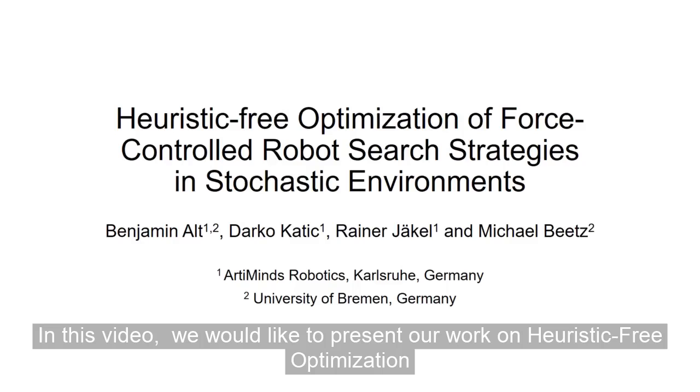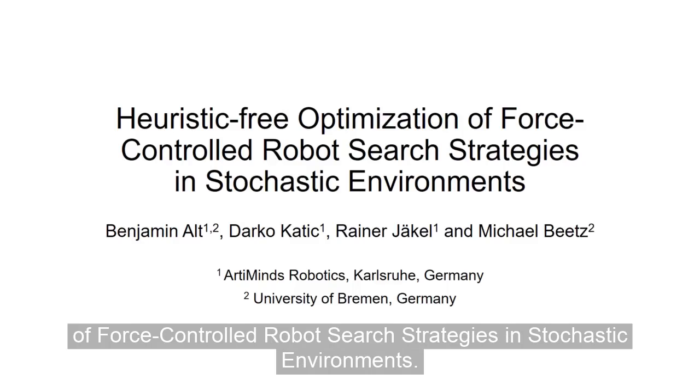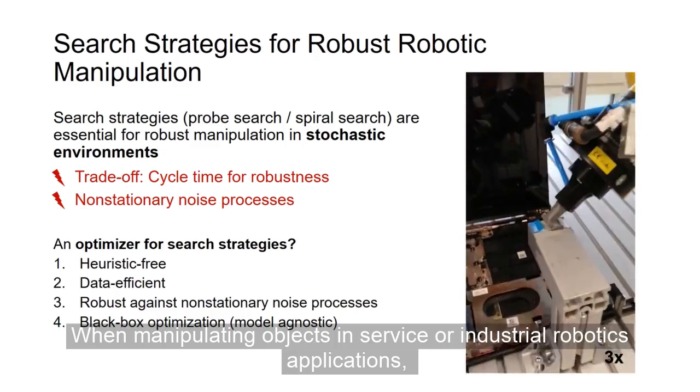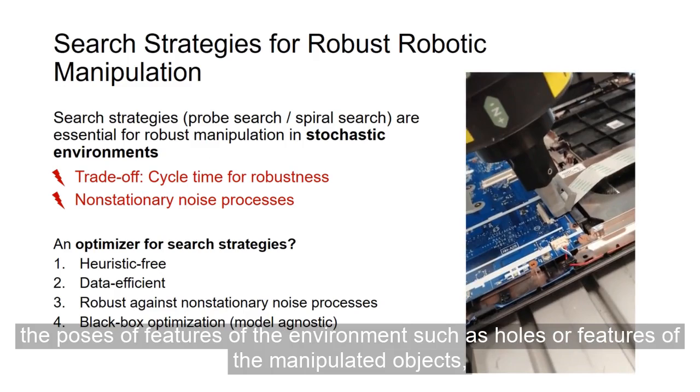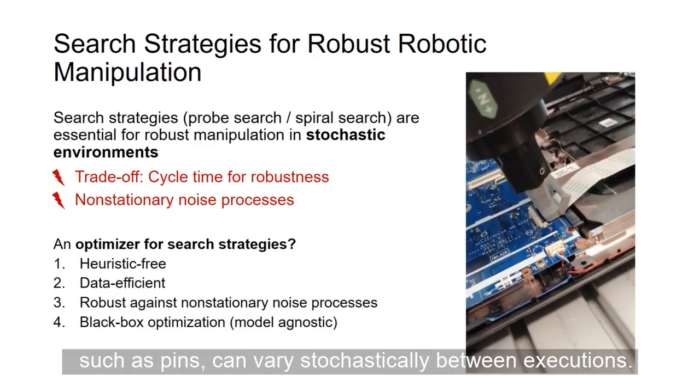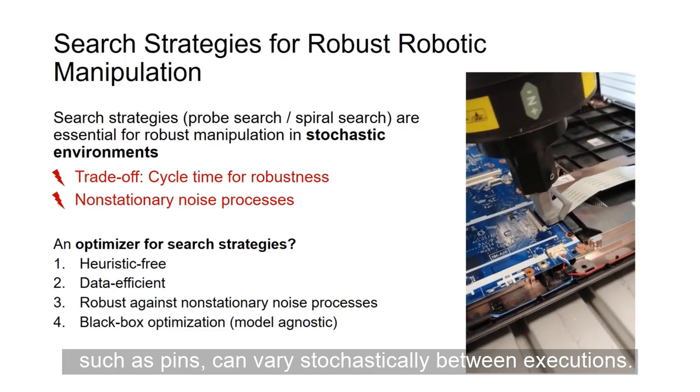In this video, we would like to present our work on heuristic-free optimization of force-controlled robot search strategies in stochastic environments. When manipulating objects in service or industrial robotics applications, the poses or features of the environment, such as holes, or features of the manipulated objects, such as pins, can vary stochastically between executions.